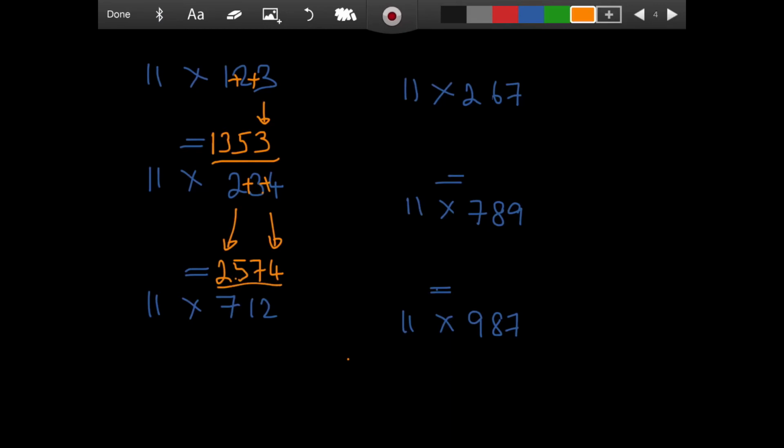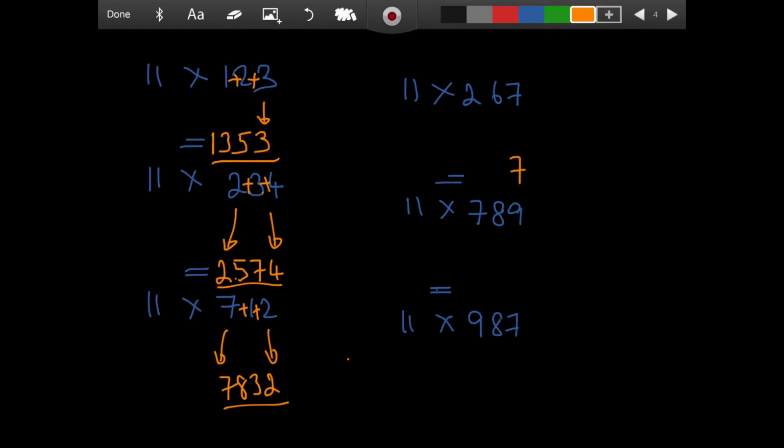11 times 712. Bring down the 2, add the 1 and the 2 together to get a 3, add the 7 and 1 together to get an 8, and bring down the 7. 7,832 is your answer.